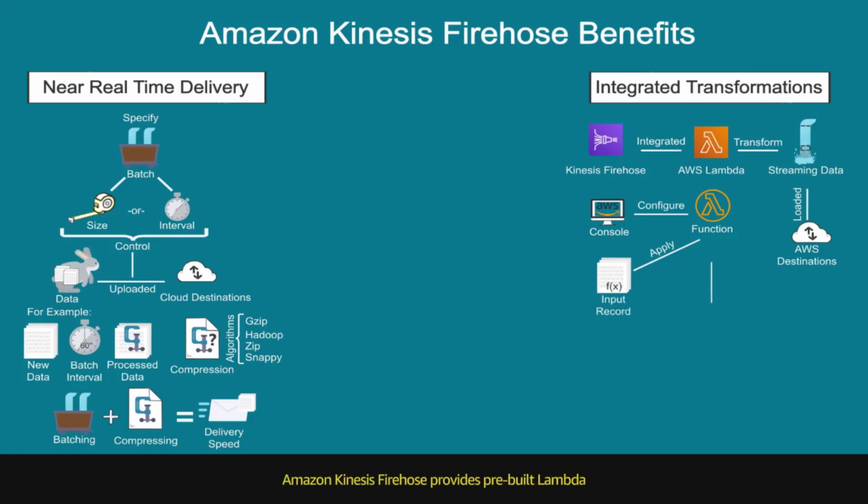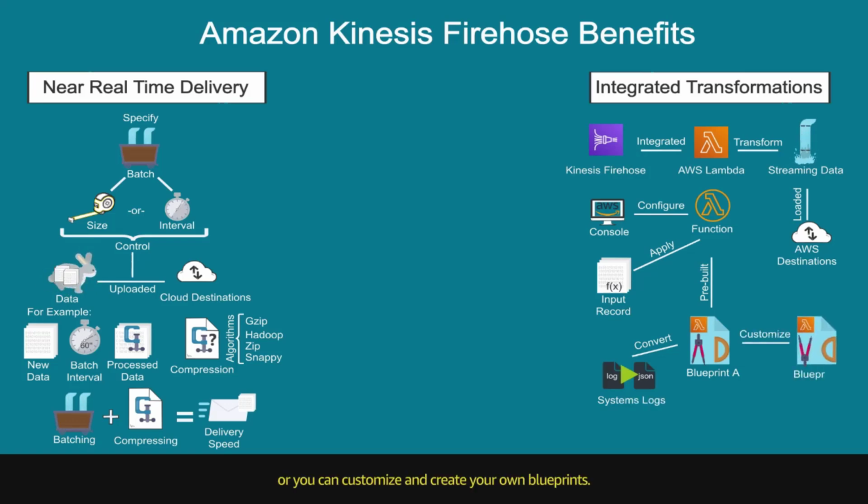Amazon Kinesis Firehose provides pre-built Lambda blueprints that you can use out of the box for converting common data sources such as system logs to JSON format, or you can customize and create your own blueprints.